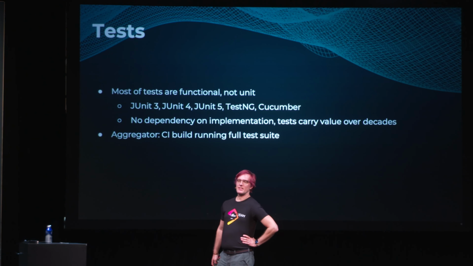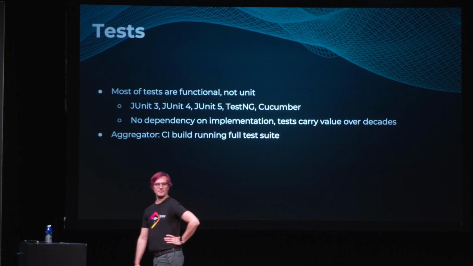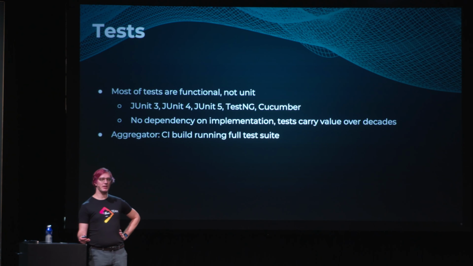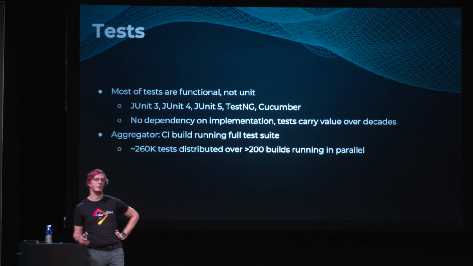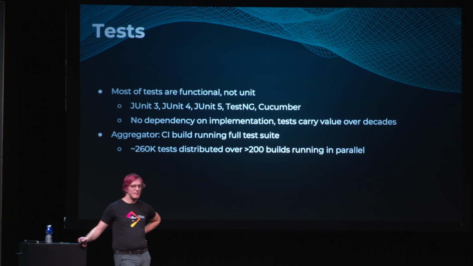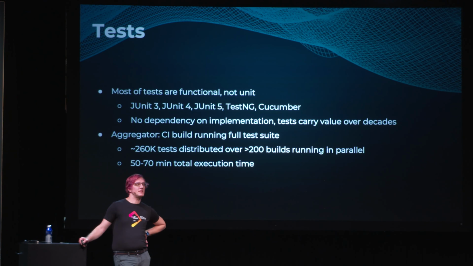The way we run tests, there is a build we call the aggregator. It's basically a build running the entire test suite for all the IntelliJ products. So all in all, it's around 260,000 tests. Of course, we don't run them in one chunk. We distribute them over roughly 200 builds running in parallel. And the entire aggregator run takes like an hour, give or take 10 minutes.